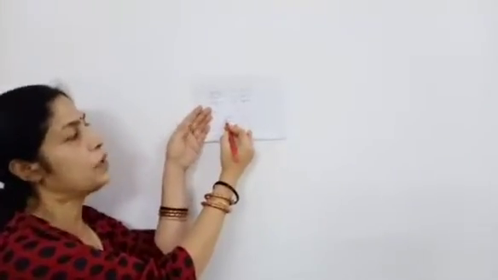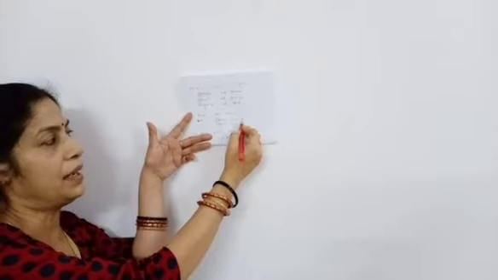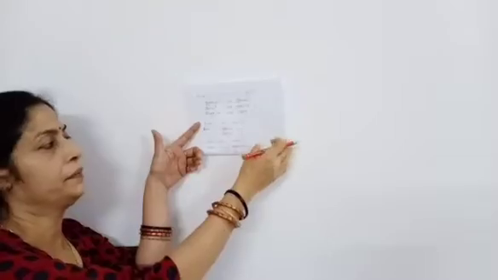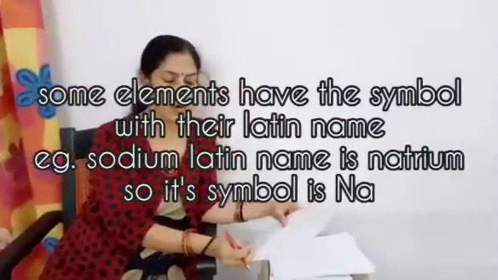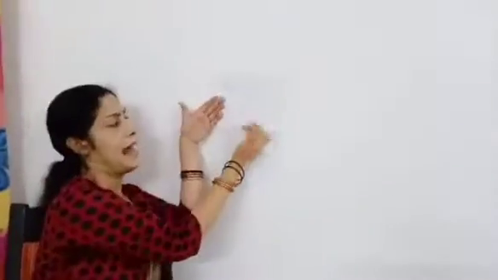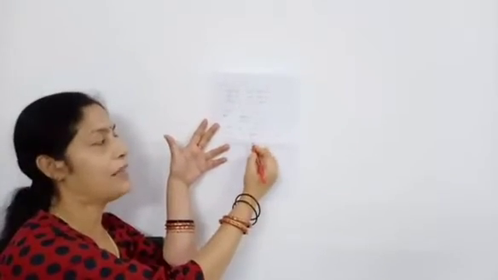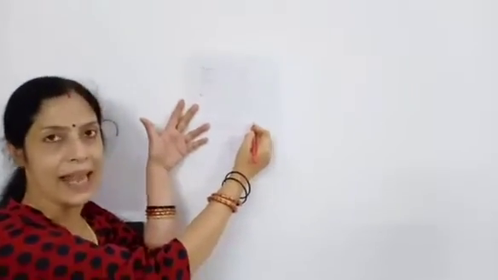So then a new idea came that the first two letters of the name of the element is their symbol. For example, calcium, the first two letters Ca is their symbol. Silicon, first two letters Si is their symbol. Then some elements have their symbols from their Latin name, just like sodium. Latin name is natrium and symbol is Na. Potassium, Latin name is kalium and symbol is K.